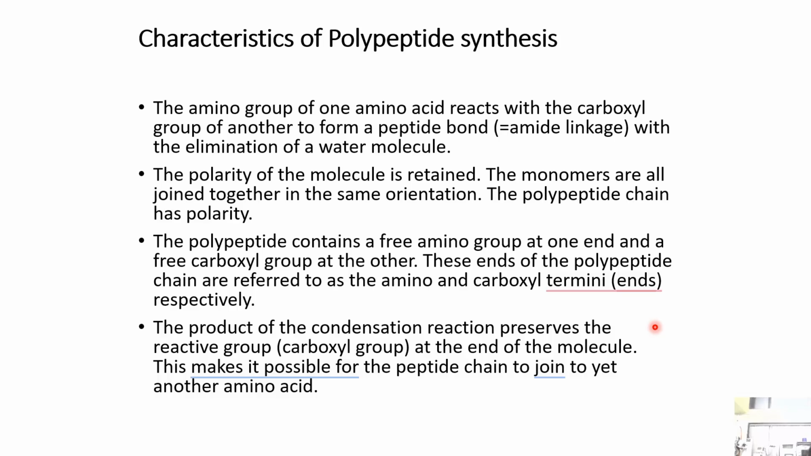Now, the polarity of the molecule is retained. The monomers are all joined together in the same orientation. The polypeptide chain has polarity. The polypeptide contains a free amino group at one end and a free carboxyl group at the other. These ends of the polypeptide chain are referred to as the amino and the carboxy termini, or ends, respectively. Now the product of the condensation reaction preserves the reactive carboxyl group at the end of the molecule, and this makes it possible for the peptide chain to join to yet another amino acid.